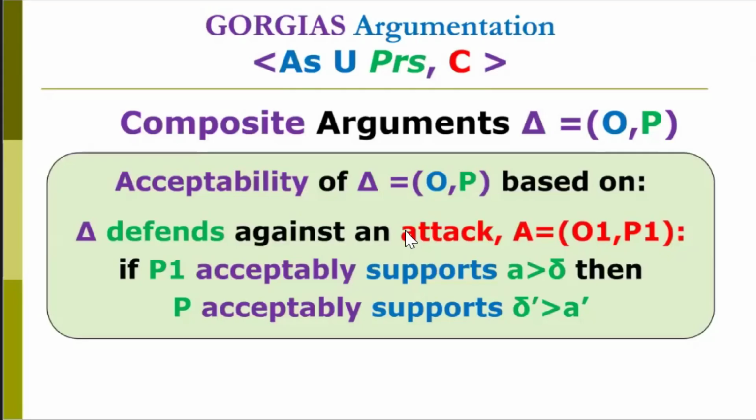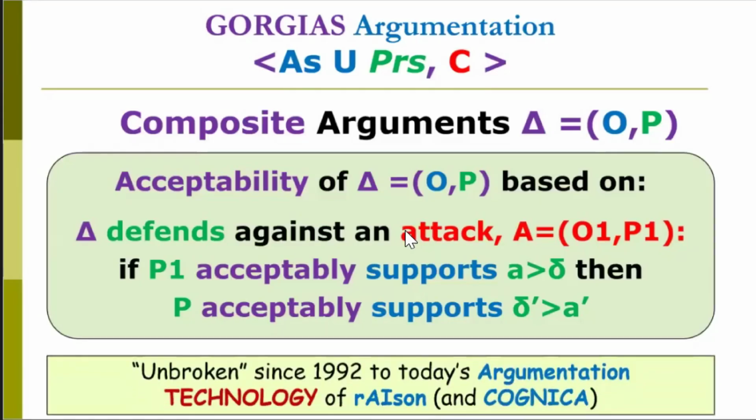And in fact, this was introduced in 1992, and it has been unbroken since, in the sense that we've used it in many, many different problems: learning problems, reasoning about actions and change, agents, deliberation, and things like this. And we didn't find any reason to change this basic definition. So it remains unbroken since then, and now it is supporting our argumentation technology.